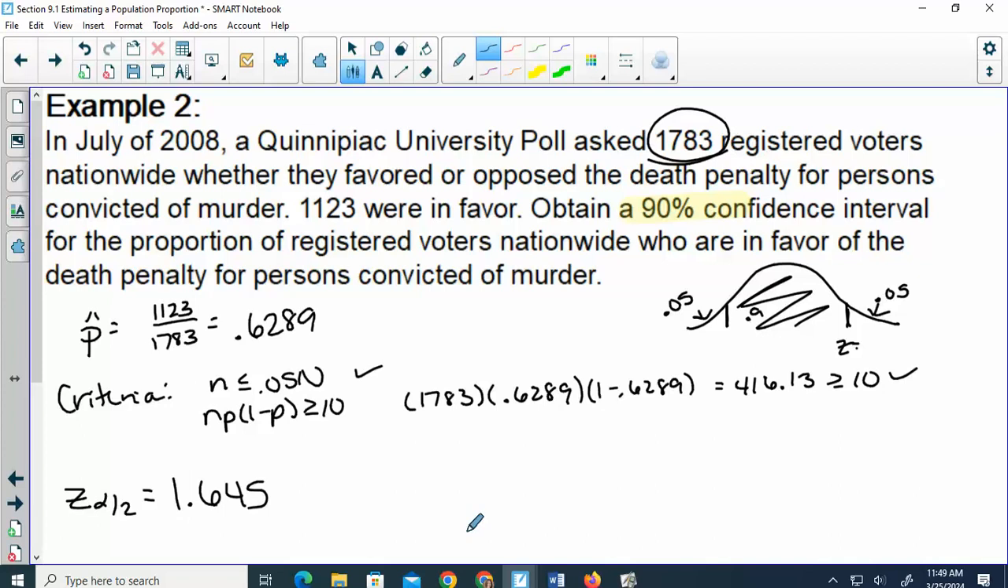I want to draw your attention to something. If you look at the bottom corner of your chart, it tells you the Z alpha over 2 for the common confidence intervals, so 90, 95, 98, 99, which is what we just found. But I don't want you to only rely on that because I could ask you any confidence interval, not necessarily those 4. But if I do ask you one of those, you're welcome to look there to get it.